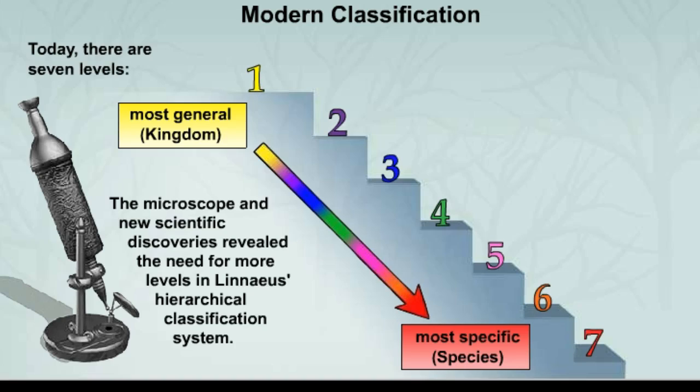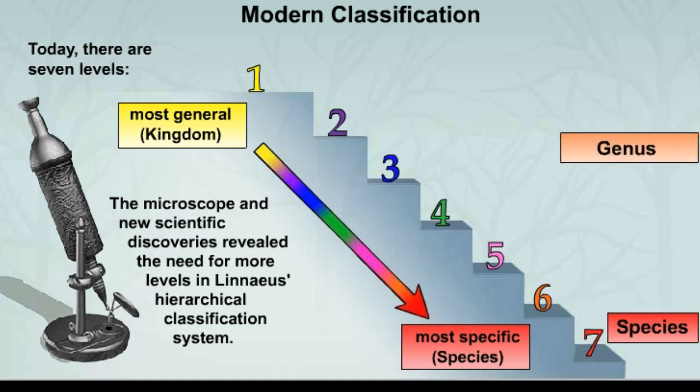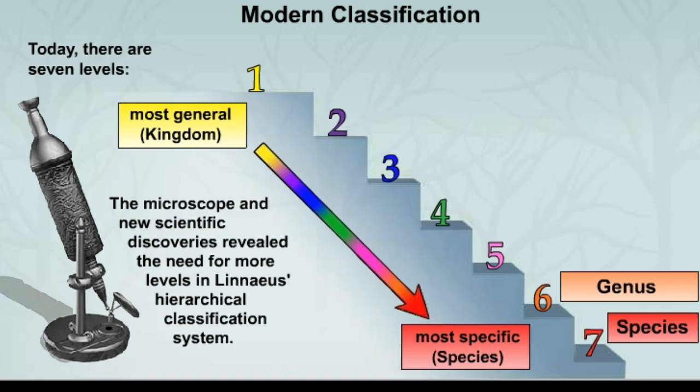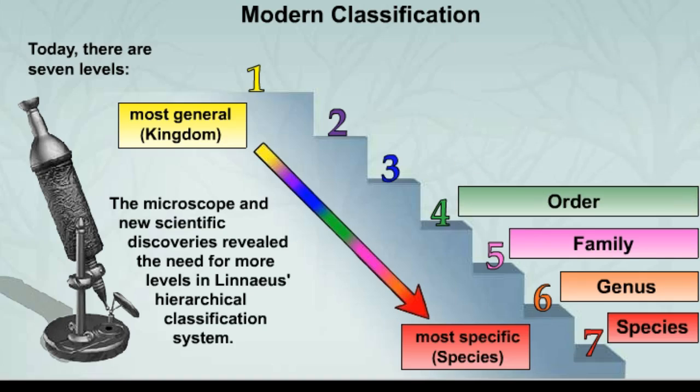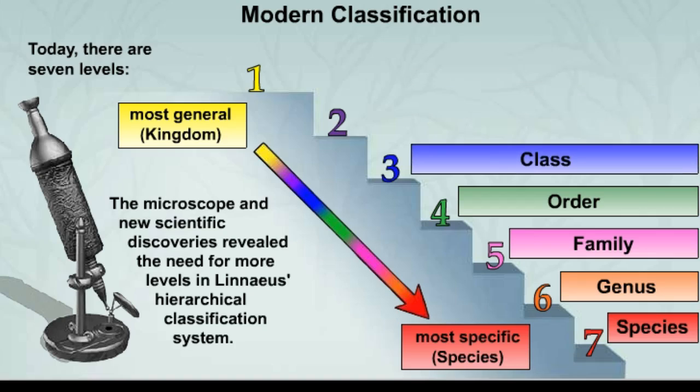They range from the broadest, kingdom, to the most specific, species. Organisms of similar species are grouped into a genus. Several similar genera, which means more than one genus, are grouped to form families. Families combine to form what are called orders. Groups of organisms in similar orders are then grouped into classes.